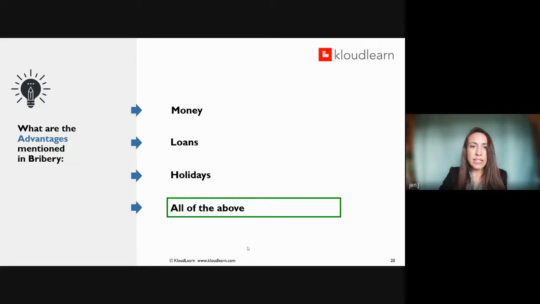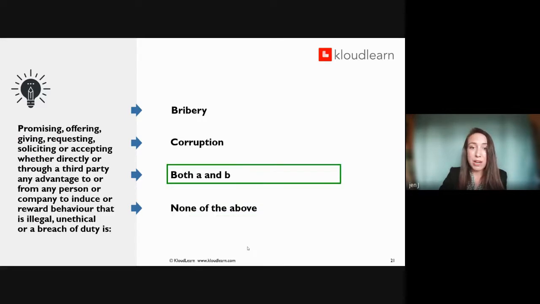What are the advantages mentioned in bribery? In other words, what are some of the things used as bribes? Money, loans, holidays, or all of the above? All of these things can be used as bribes.